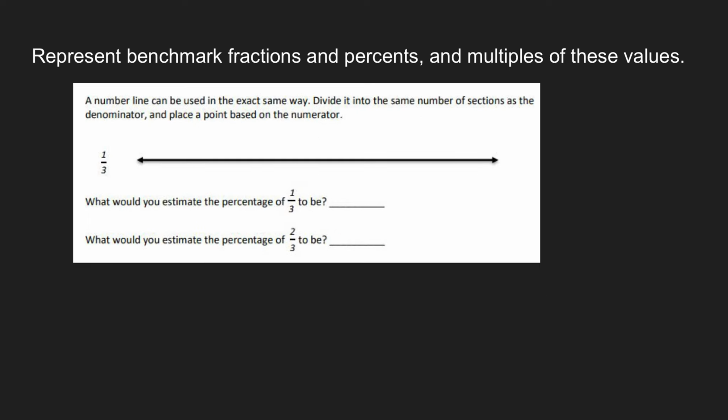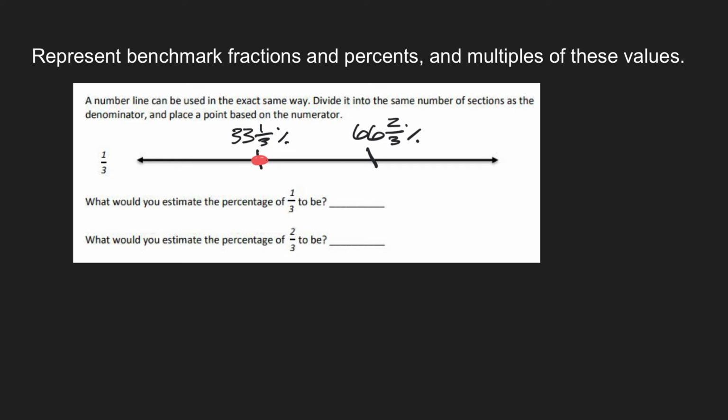A number line can be used the exact same way. Divide it into the same number of sections as the denominator. Place the point based on the numerator. Okay, so we need thirds. So I'm just going to roughly cut it into thirds. Remember that we know, or we should know, a third is 33.33%. And 2/3, we're going to double that. So 66 and 2/3%. So 1/3 would be right here.